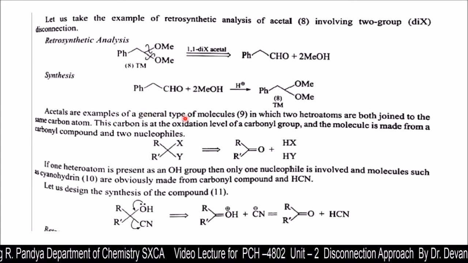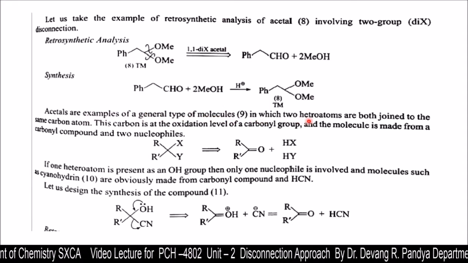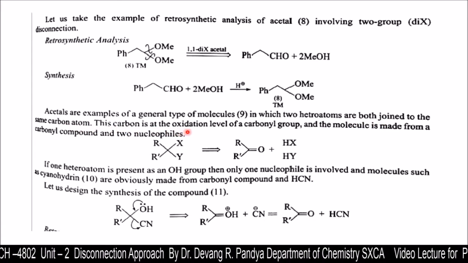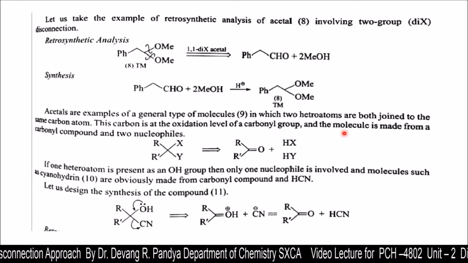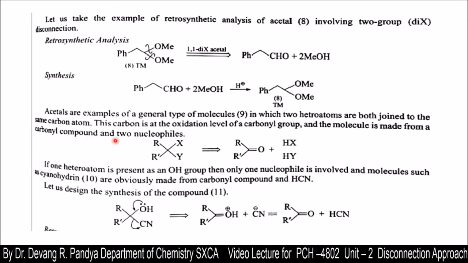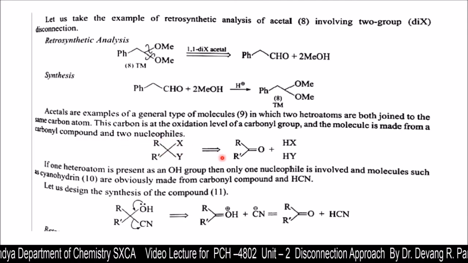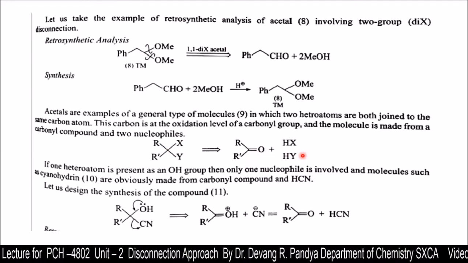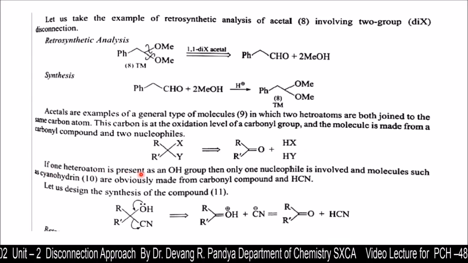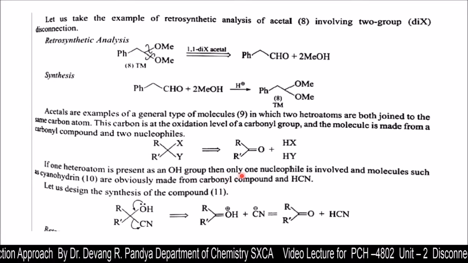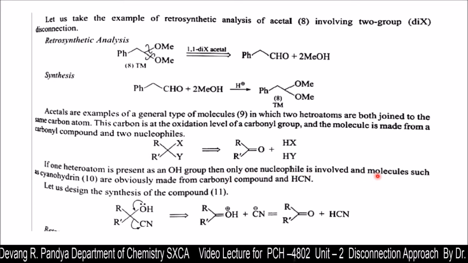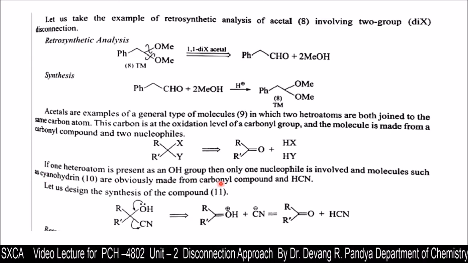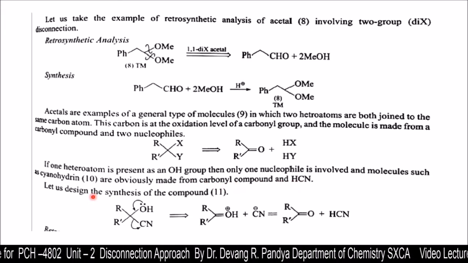Acetals are an example of a general type of molecule, that is structure 9, in which two heteroatoms are both joined to the same carbon atom. This carbon is at the oxidation level of a carbonyl group, and the molecule is made from a carbonyl compound and two nucleophiles. Here you can see the example. On disconnecting these two heteroatoms, we are going to get this synthetic equivalent and this synthetic equivalent as well. If one heteroatom is present as a hydroxyl group, then only one nucleophile is involved, and molecules such as cyanohydrin, that is structure 10, are obviously made from a carbonyl compound and hydrogen cyanide.